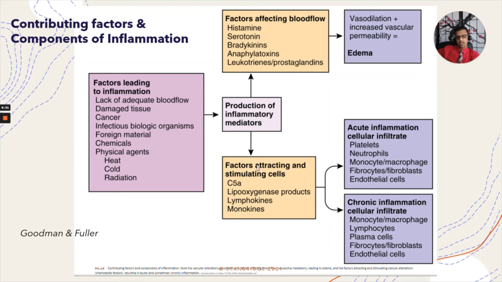Production of inflammatory mediators, factors attracting and stimulating cells, C5, lipoxygenase products, lymphokines, monokines. In acute inflammation, the cellular infiltrate includes platelets, neutrophils, monocytes, fibrocytes, endothelial cells. In chronic inflammation, you'll find monocytes, lymphocytes, plasma cells, fibrocytes, and endothelial cells. Now, factors affecting blood flow: you get histamine. That's why you get the histamine response, that flushing red. Serotonin, bradykinins, anaphylactoxins, leukotrienes, prostaglandins, and then you get vasodilation, which is increased vascular permeability, and therefore you get edema.